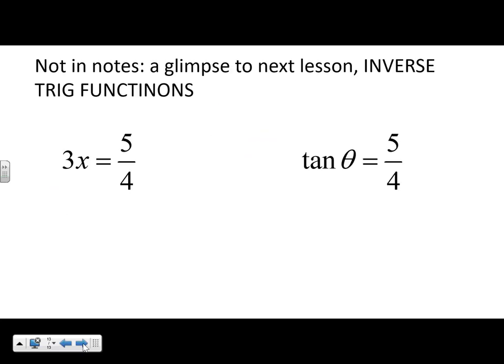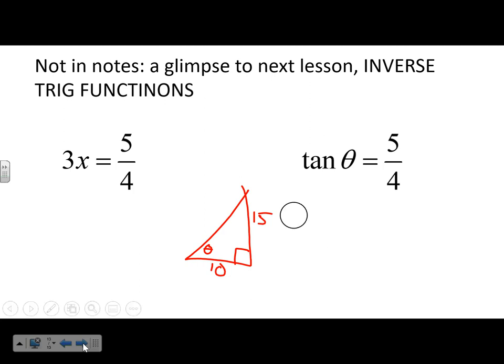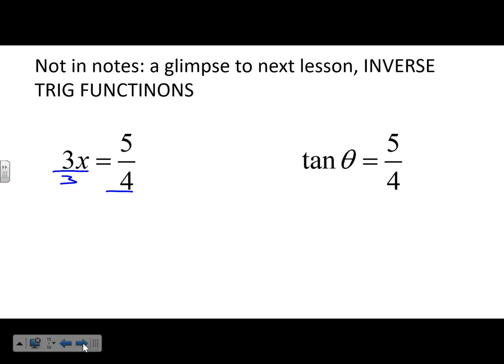Well, now what we're going to be solving in the next one is where we don't know what the angle is. So we'll have something like this. It's a right triangle. We don't know what that angle is, but I know this side is 10 and this side is 15. We're going to try to find that angle. Well, to do that, you're going to end up with your angle is the variable. So if you look at this one, we have 3x is equal to this fraction. Well, from here, to get that x by itself, I'm going to divide both sides by 3.